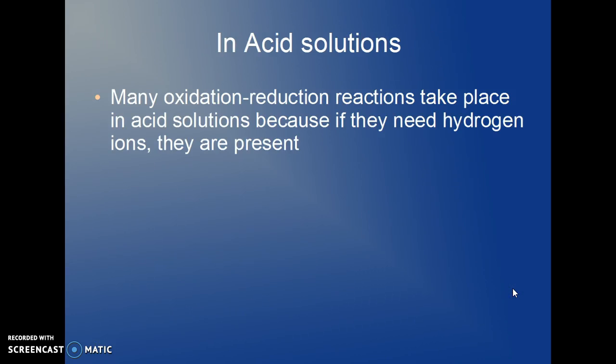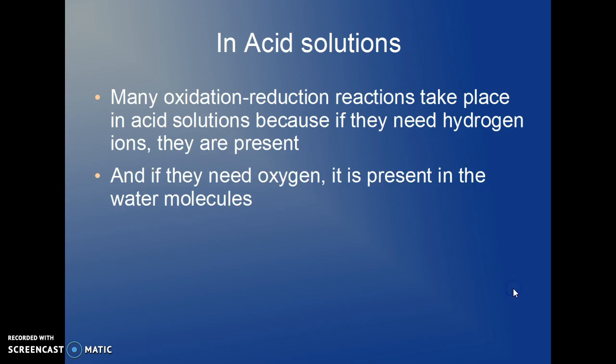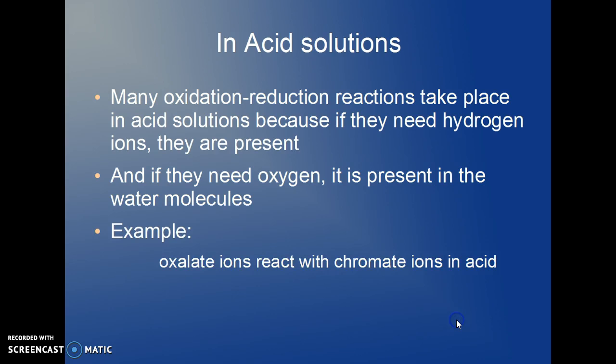In acid solutions, many oxidation-reduction reactions will take place, because if these reactions require hydrogen ions, the hydrogen ions are present from the acid. And if they need oxygen atoms, you have those in the water molecules.